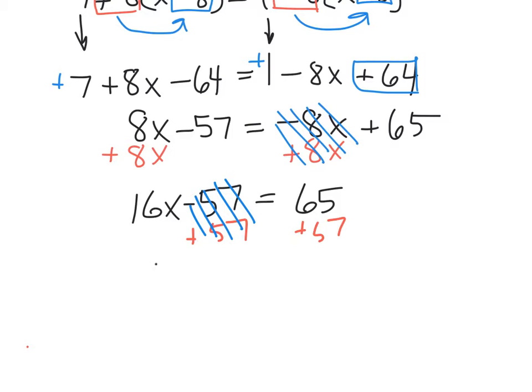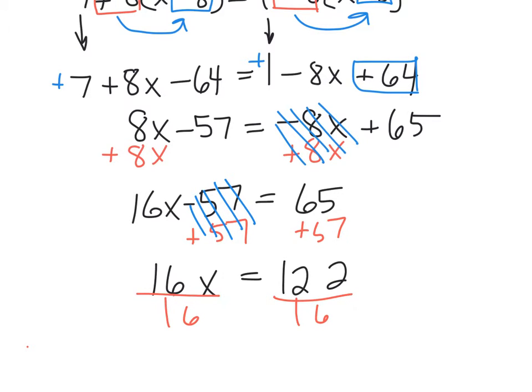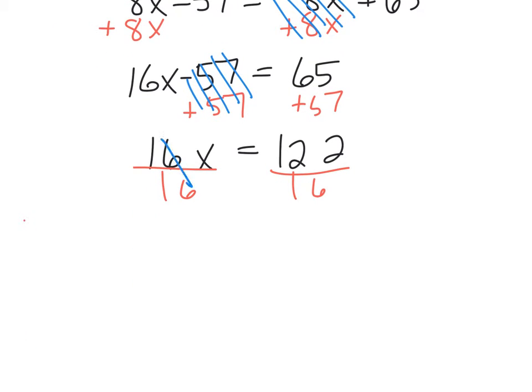And you end up with 16x is equal to, now what is 65 plus 57? So that's 122. And now we're going to divide both sides by 16. And we end up with, so that equals 1. So we end up with x is equal to, now what we're going to do is we're going to divide. I don't think 16 goes into 122 perfectly.